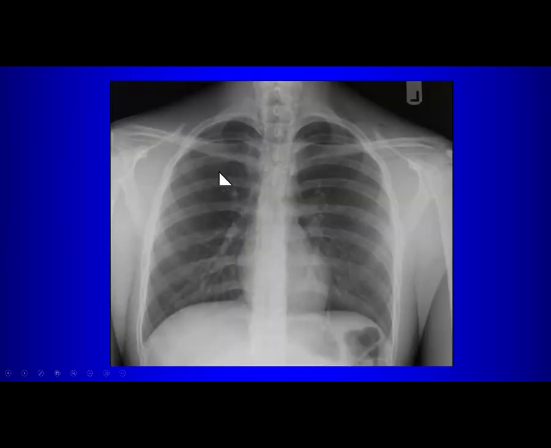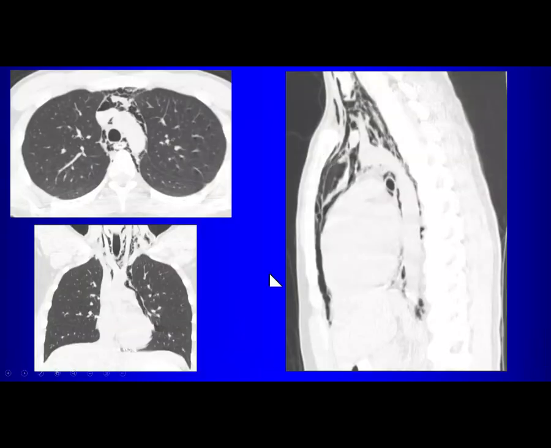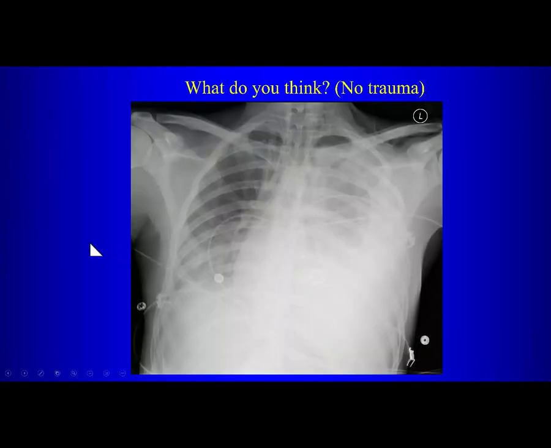So here's another example. Here you can see the air extending up into the soft tissues of the neck, here in the supraclavicular soft tissues, a little bit of lucency around the heart, also around the mediastinum. In this case, it's a little bit more obvious on the lateral view. You can see the streaks of air tracking along the anterior mediastinum. These patients were all asthmatics who presented in the emergency room with spontaneous pneumomediastinum. Okay? And again, very easy diagnosis. On CT, we can demonstrate the air pretty easily.